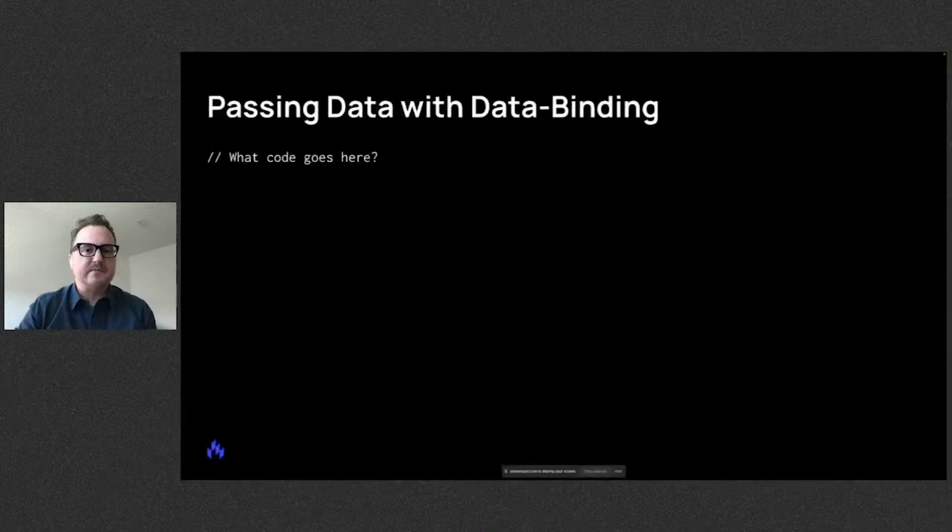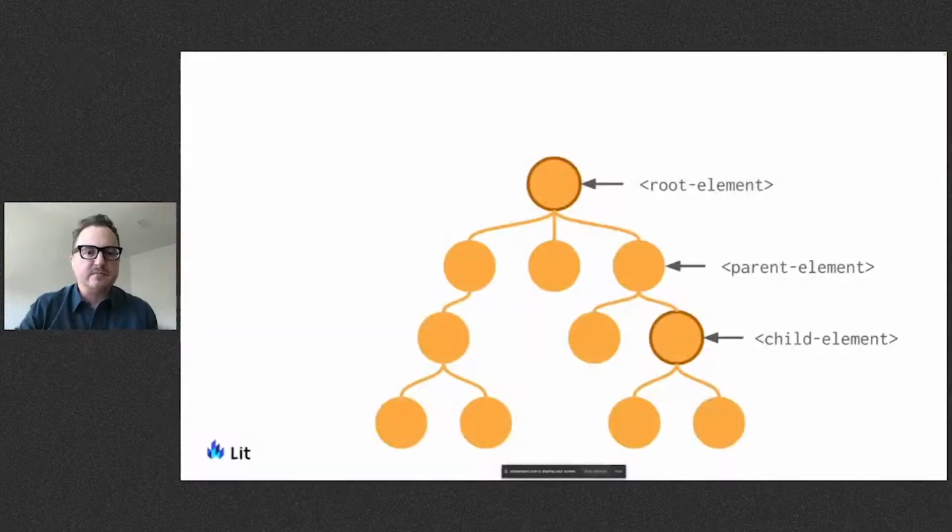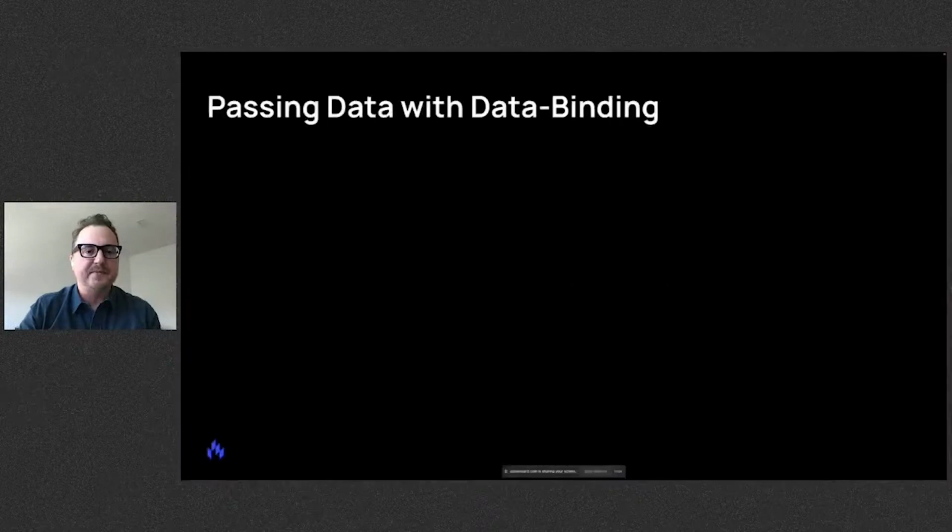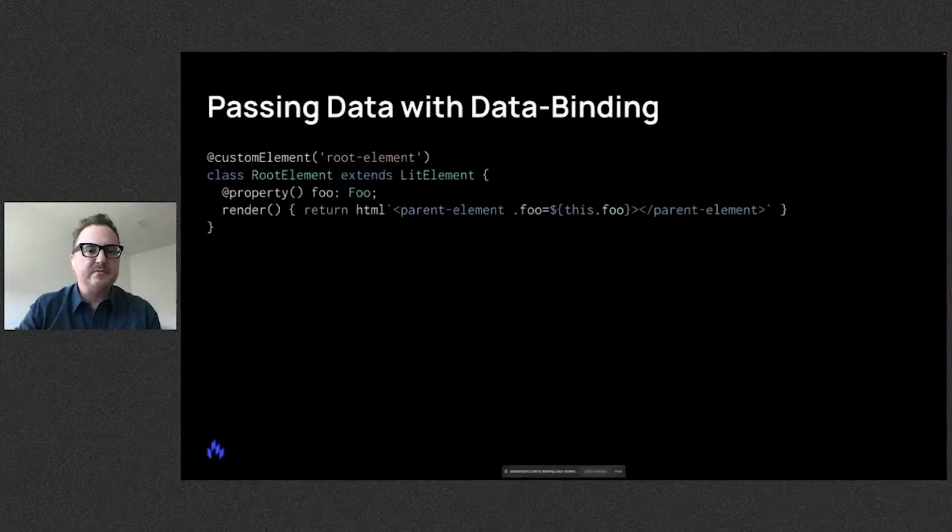And so let's look at what that looks like in code using just standard Lit data binding. First, we're going to name our elements here. We're going to talk about a root element, which has the value, a parent element, which is in the middle of the tree, and then a child element, which needs the value. Here we have our root element. We're going to implement this, and we're going to have this value foo here, which we want to pass around. You can see that we have foo as a reactive property on the root. We're going to initialize that somehow. I won't show that here.